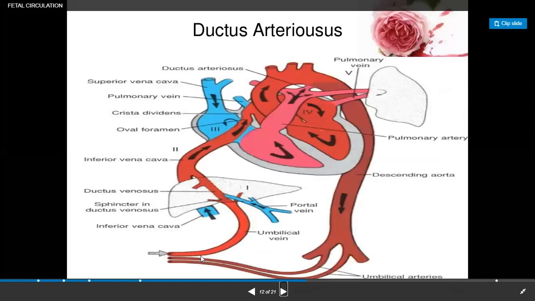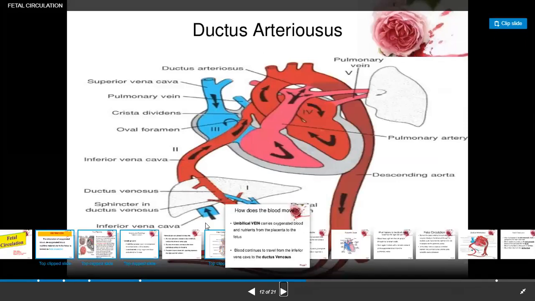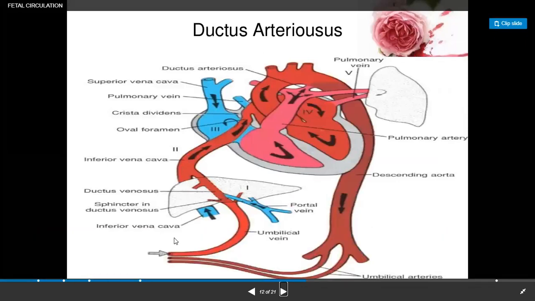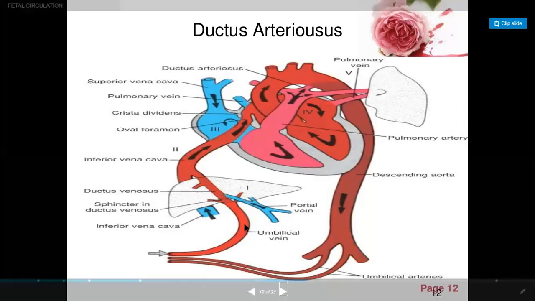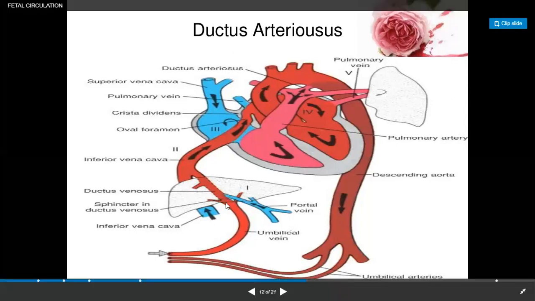See from here, this one is the umbilical cord. From the umbilical cord, it reaches slowly. This one is the umbilical vein. The umbilical vein carries oxygenated blood. It goes upward, and from here, above, this one is the inferior vena cava. There is one connection in between, which is called the ductus venosus. This is the sphincter in the venosus.